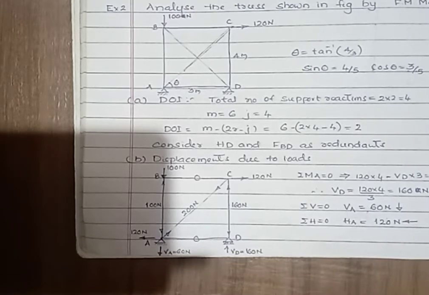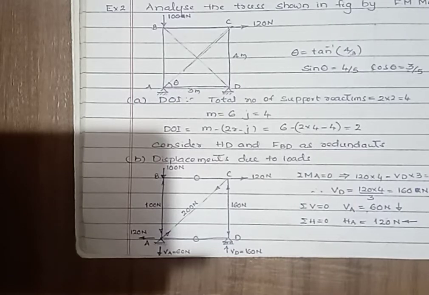Then the first step is to calculate the degree of indeterminacy or degree of redundancy. Here the total number of support reactions are at both the ends A and D, both are hinges. Hence the number of reaction components are 2 at each end. 2 into 2, that is 4 number of unknowns.